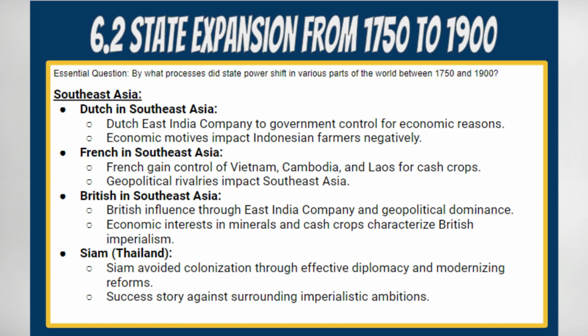Siam, Thailand. Siam's avoidance of colonization through effective diplomacy and modernizing reforms presented a success story against surrounding imperialistic ambitions. The Siamese government's approach mirrored Japan's Meiji reforms.